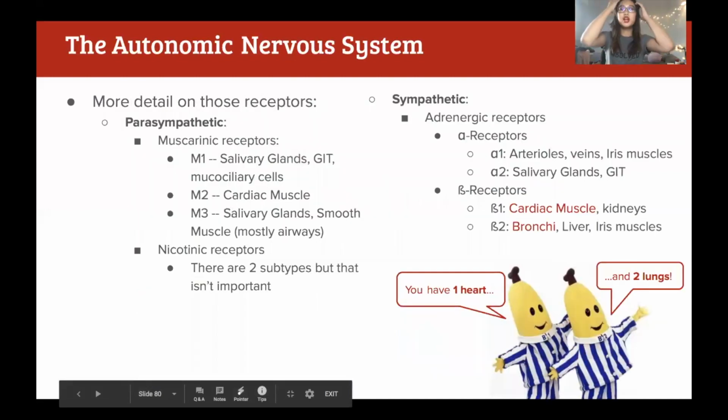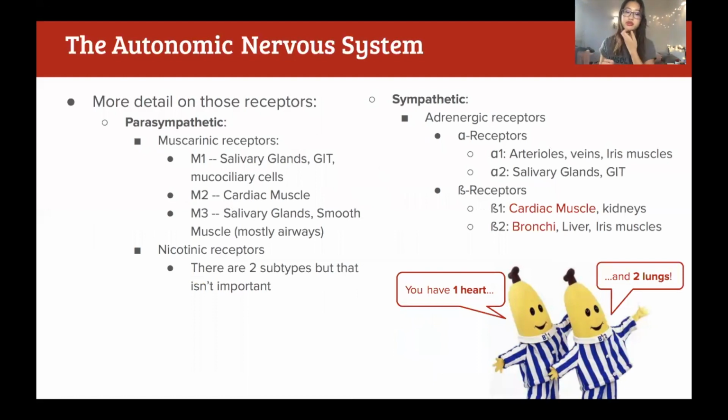So next up, types of receptors. For muscarinic receptors, we really only need to know M1, M2, and M3. M1 takes care of salivary glands, gastrointestinal tract, and mucociliary cells, particularly the ones in your trachea. And then M2 would be cardiac muscle, M3 would be salivary glands and smooth muscle, again, mostly in the airway.